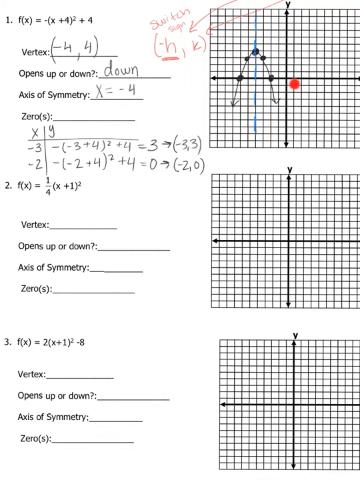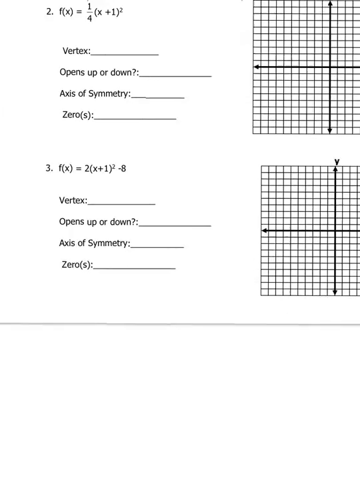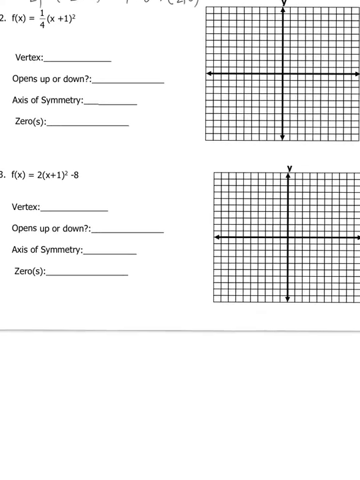We can see now that this graph crosses the x-axis at these 2 points, which are, of course, x equals -2 and x equals -6. So those are my zeros, x equals -2 or -6. All right, let's take a look at the next one.